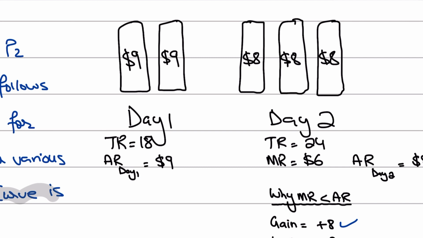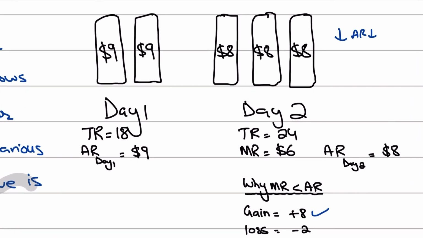But theoretically, what you need to note is that when you're reducing the price to sell more chocolates, the price is not only reduced on the additional chocolate. When the price goes down, average revenue goes down. So average revenue was 9, and now the average revenue is 8. Average revenue falls from 9 to 8. It falls by $1, right?